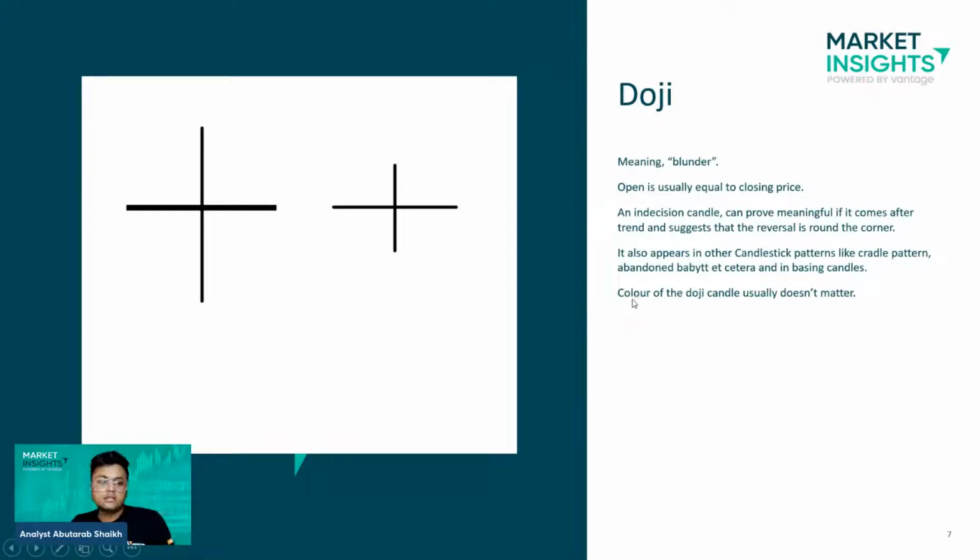Another part is that the color of the doji candle doesn't matter. Even if you see that there is no difference between open and close, the terminal has given some color to the doji. Don't worry about the color of the doji because it is an indecision candle whatsoever. Understood?